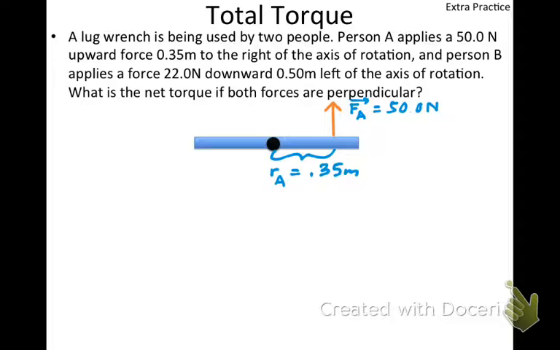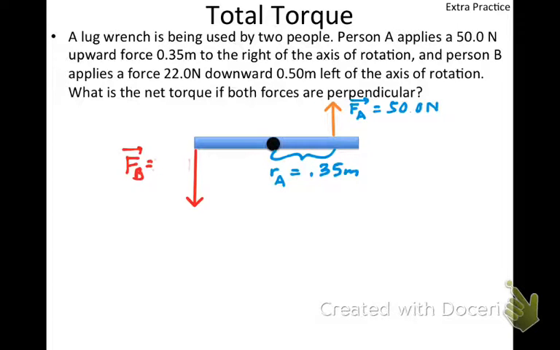The other force is by person B, and they are applying a force downward, and they are located left of the axis of rotation. So it's something like that. And the force by person B is going to be 22.0 newtons. Sorry, that kind of crossed over a little bit. Actually, let's erase that for just a moment.